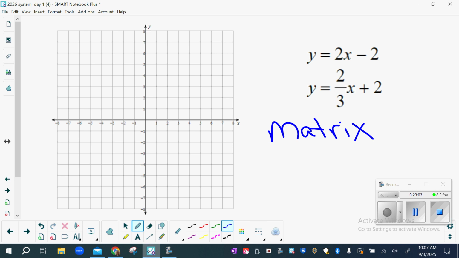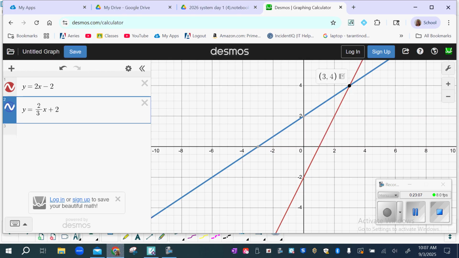So if you put that into old Desmos, look how nice that answer is. It's so easy to get. All you have to do is click that button and the answer pops up. I love it. I'm going to ask you to write it as x equals and y equals. X equals 3, y equals 4. So nuts.